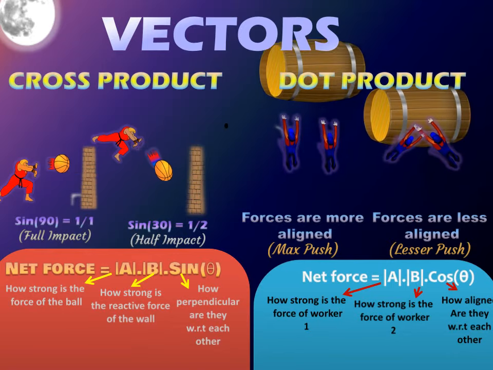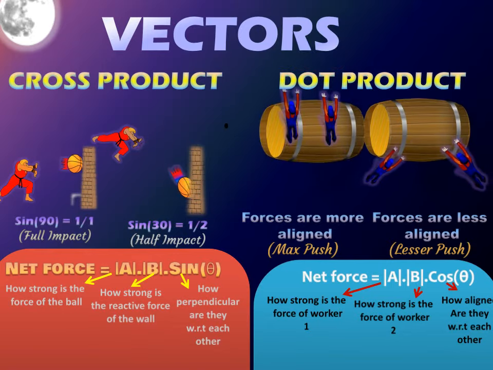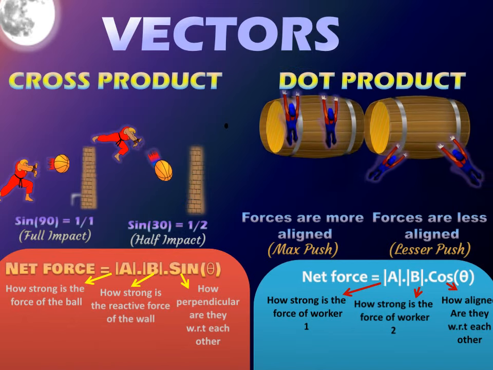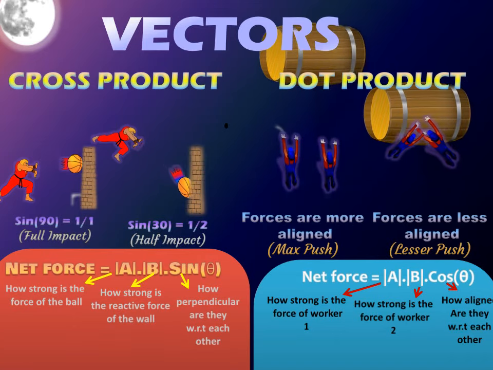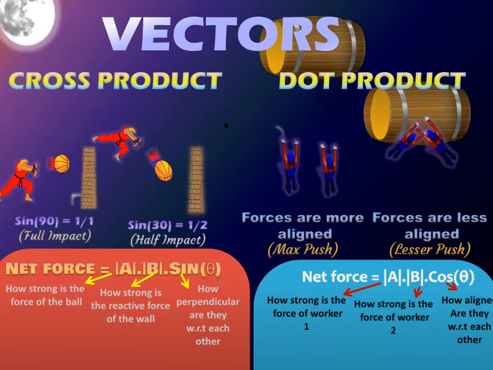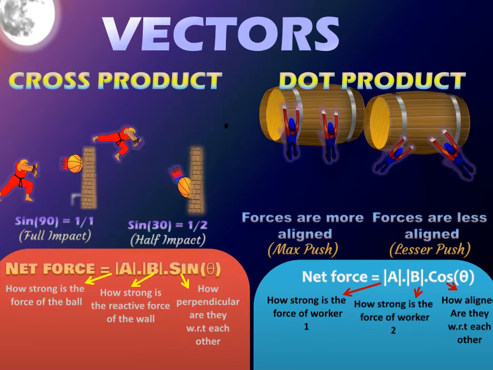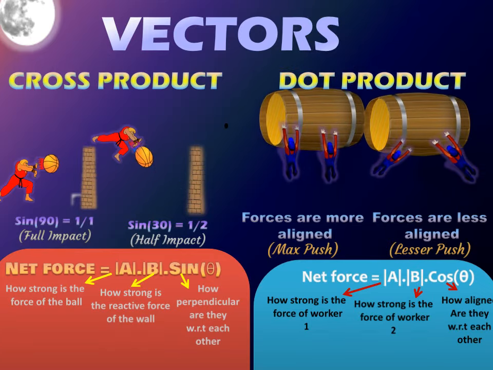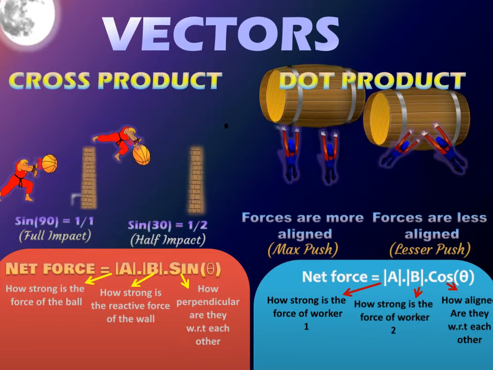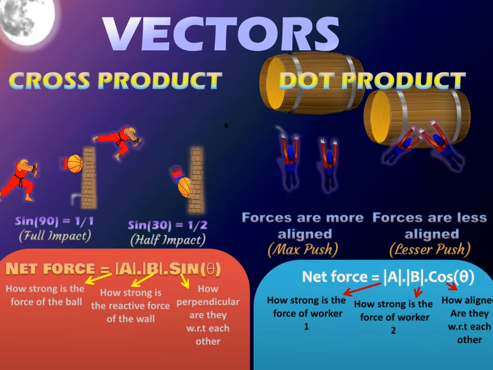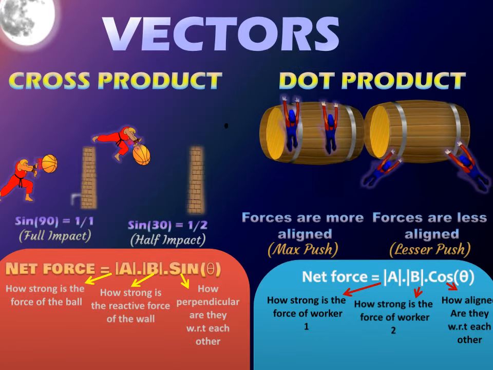So sine 90 is 1, full impact takes place. Sine 30 is 1 by 2. So in cross product, the formula itself says the net force when two forces are acting is the magnitude of A, that is the magnitude of the first source of force. In this case it is how strong is the force of the ball with which the He-Man is throwing onto the wall. The second source of the force is B. In this case it is the reactive force of the ball. You might have heard of Newton's second law, that to every action there is an equal and opposite reaction.